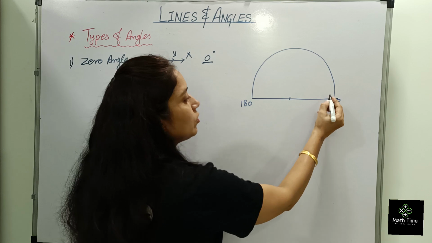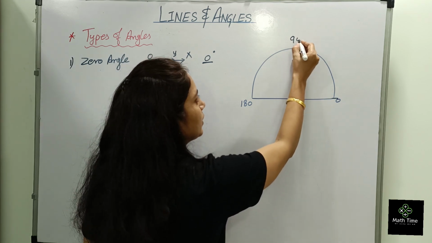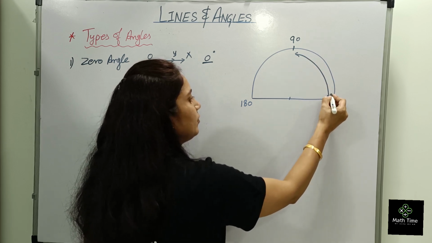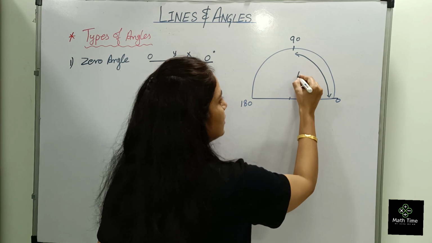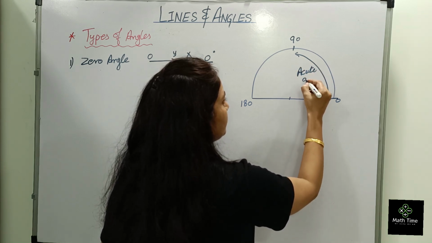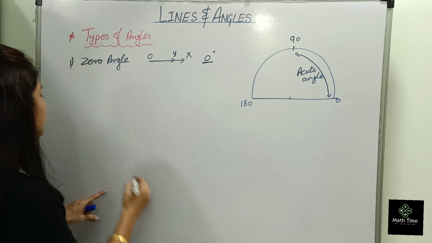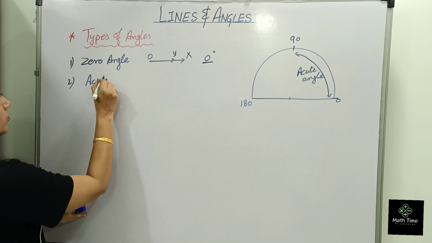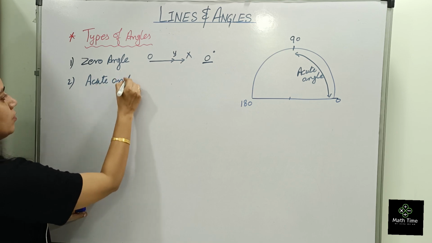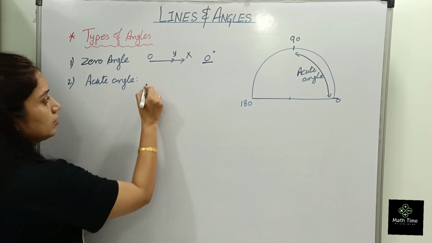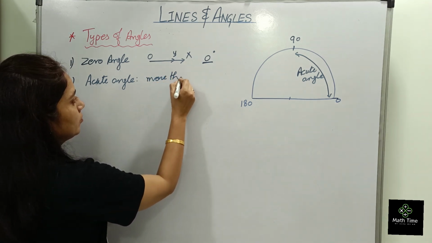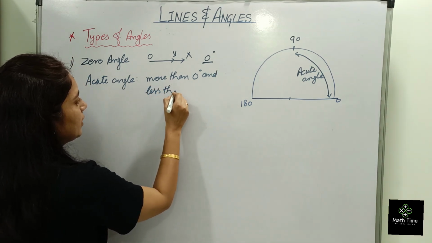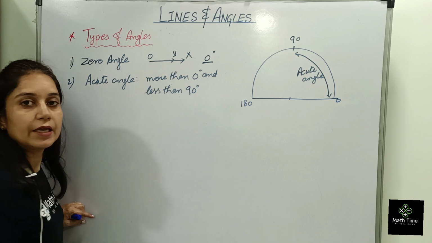Now, more than 0 degree. Here we have 90. When we start from 0, more than 0 and less than 90, in between these two, the angle formed is an acute angle. An angle which measures more than 0 degree and less than 90 degree is called an acute angle.